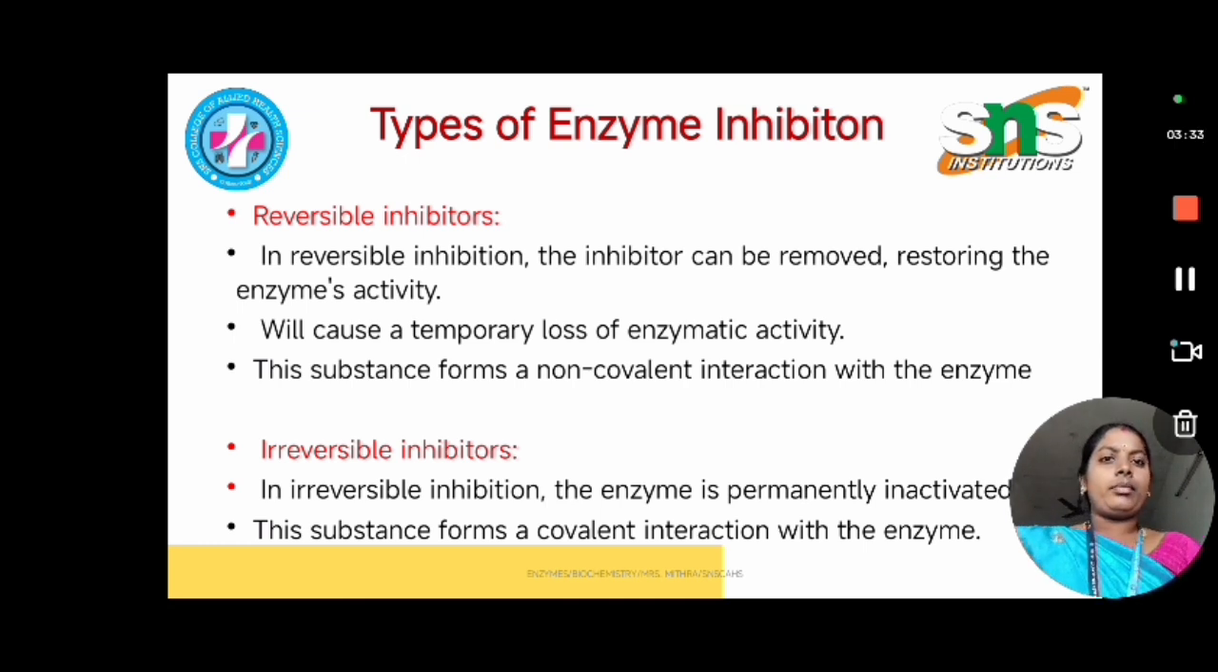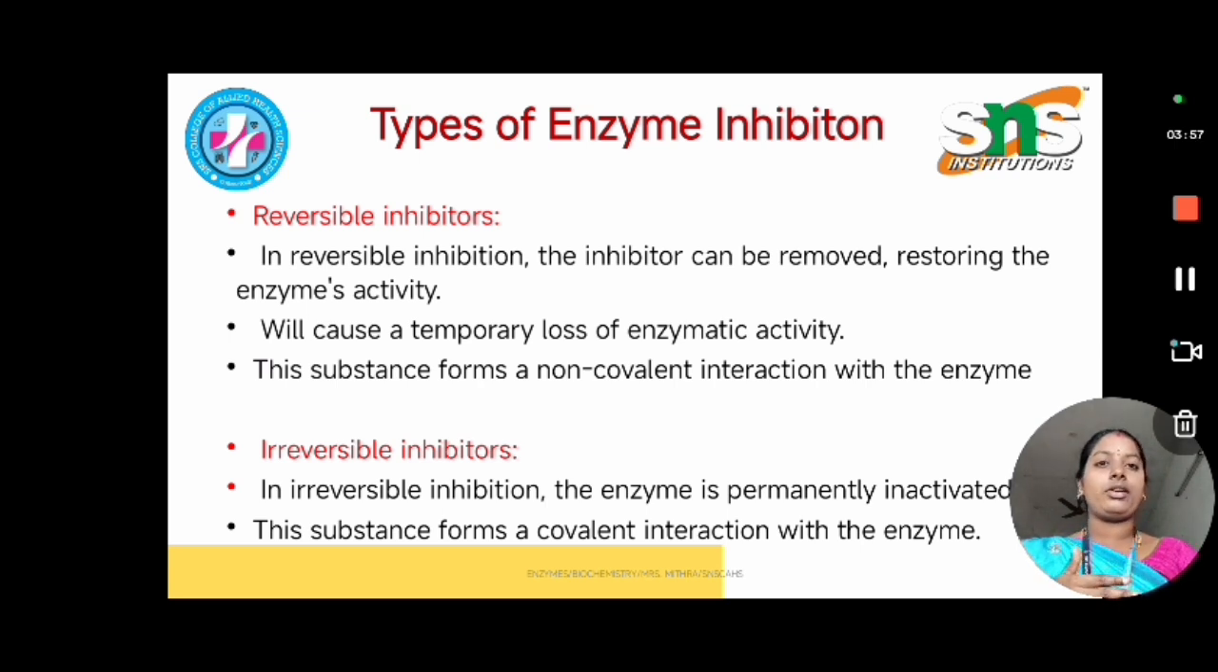Coming to the types of enzyme inhibition, there are mainly two types: reversible inhibitors and irreversible inhibitors. The name itself says reversible means it can be reversed to the normal stage, and irreversible means it can't be reversed to the normal stage.